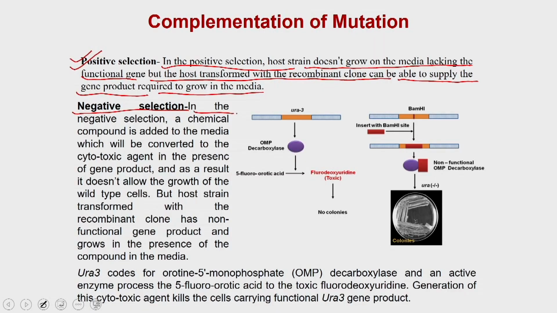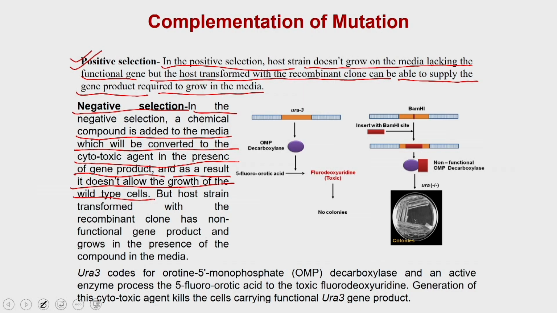In the negative selection, a chemical compound can be added to the media which will be converted to a cytotoxic agent in the presence of the gene product, and as a result it does not allow the growth of the wild type cell. The wild type cells are producing an active enzyme, and you add a chemical that gets converted into a cytotoxic agent.